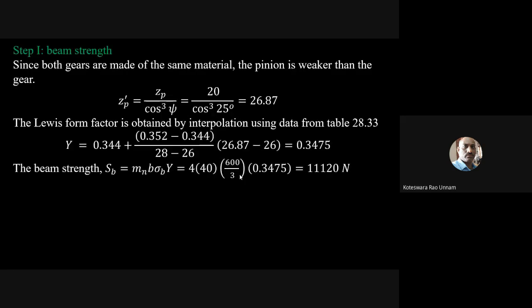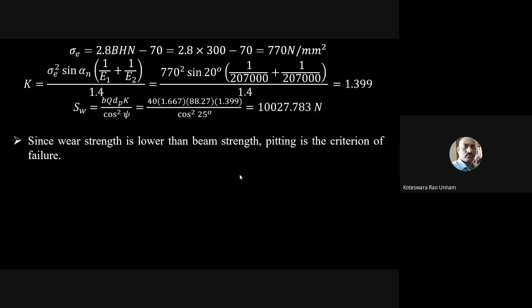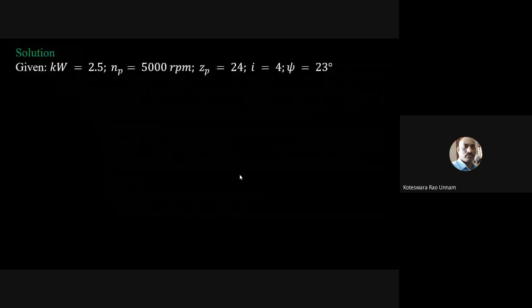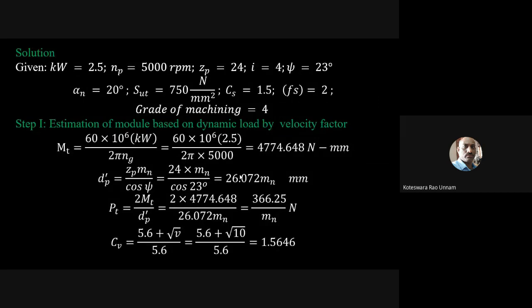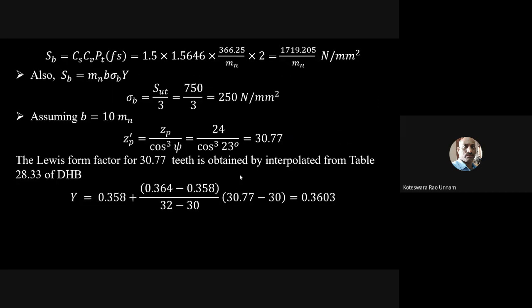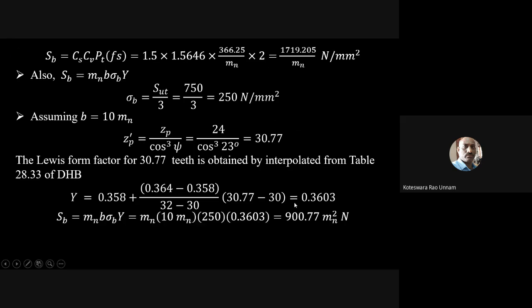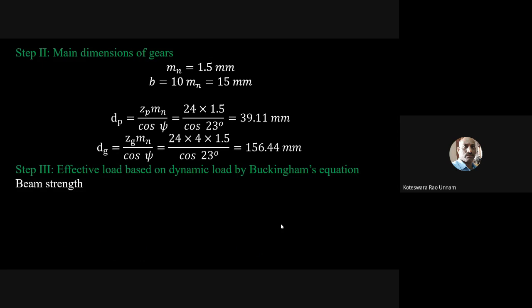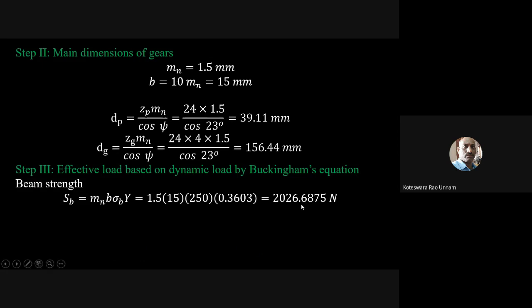problem number 1. Here it is in terms of Mn, even here also it is in terms of Mn only. So therefore, first we will substitute this Mn value either here or here, anyone is okay. So first we calculate what is the beam strength. So then this is going to be 2026.6875 newtons is the beam strength.